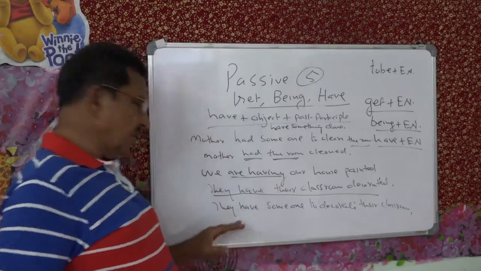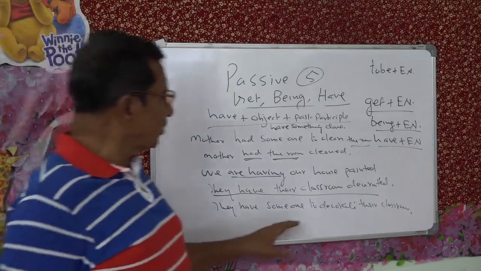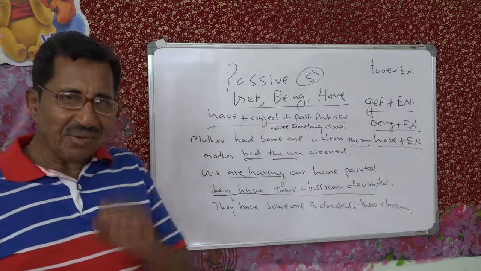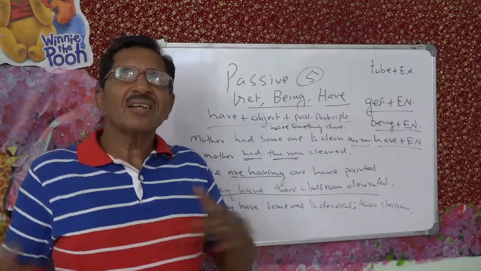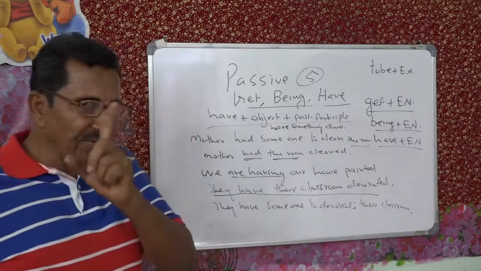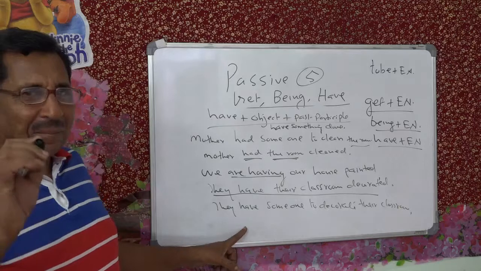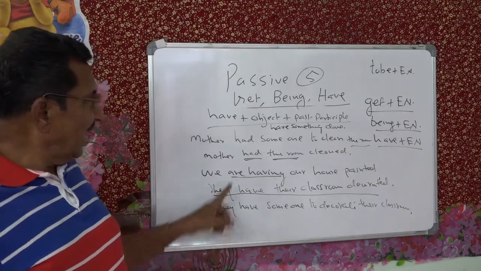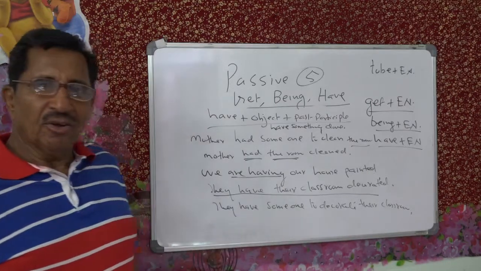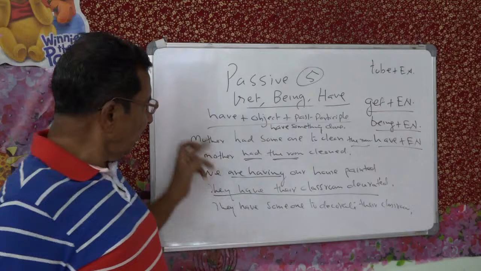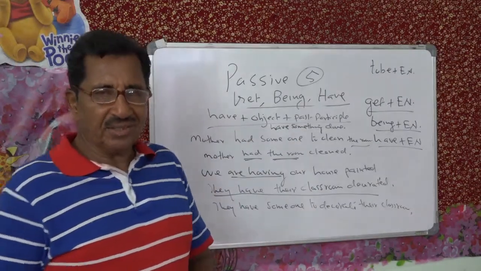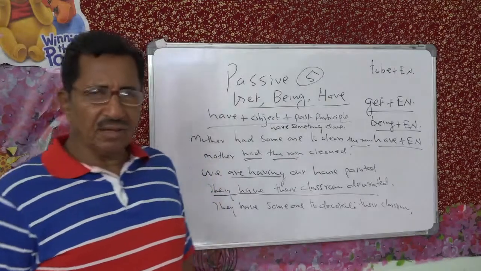Suppose you get a sentence like this: they have someone to decorate their classroom. Change it into the passive, a question. Then you say subject, object, transposition. Oh, problem. So remember this trap. What is the trap? It is for have something done passive. This is a question that you can answer only if you know have something done passive. This is very common.